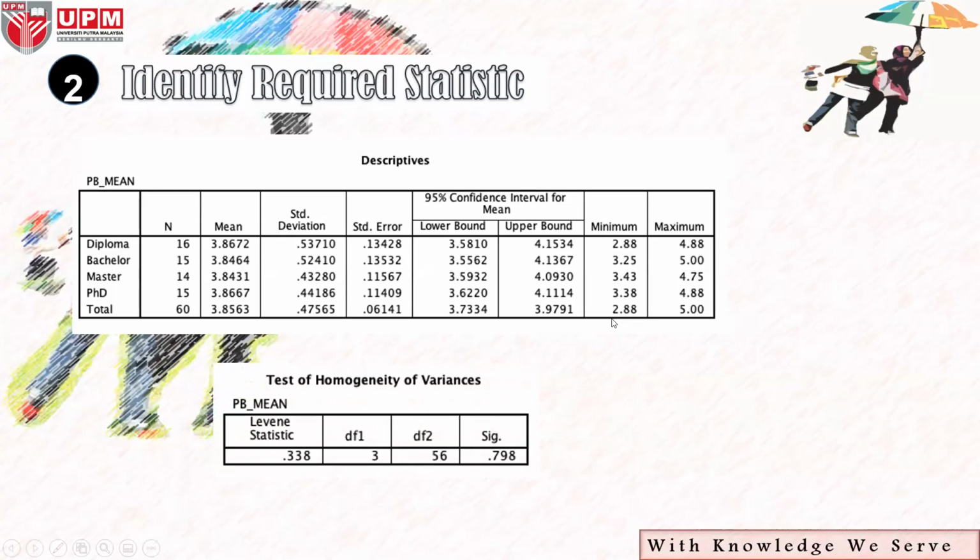The next one is the test of homogeneity of variance. Okay, so based on Levene's statistic, the significant value is 0.798. So does it meet the assumption of homogeneity of variance or not?